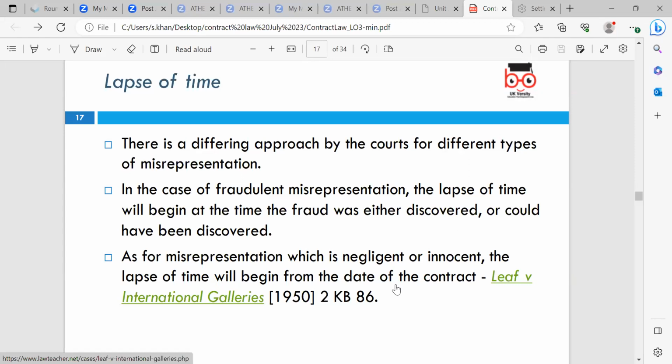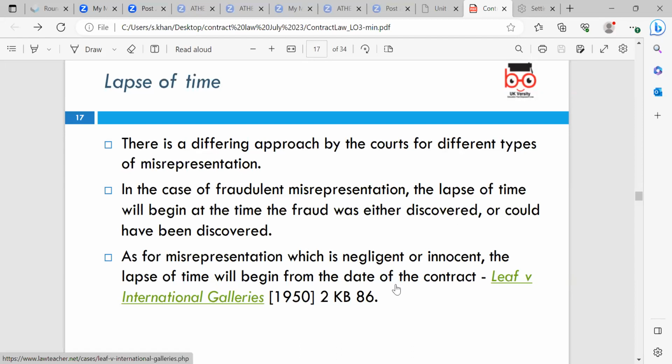As for misrepresentation, which is negligent or innocent, the lapse of time will begin from the date of the contract, as in the case of Leaf and International Galleries 1952 KB 86. And the facts of this case, I'm just briefly going to go through that.